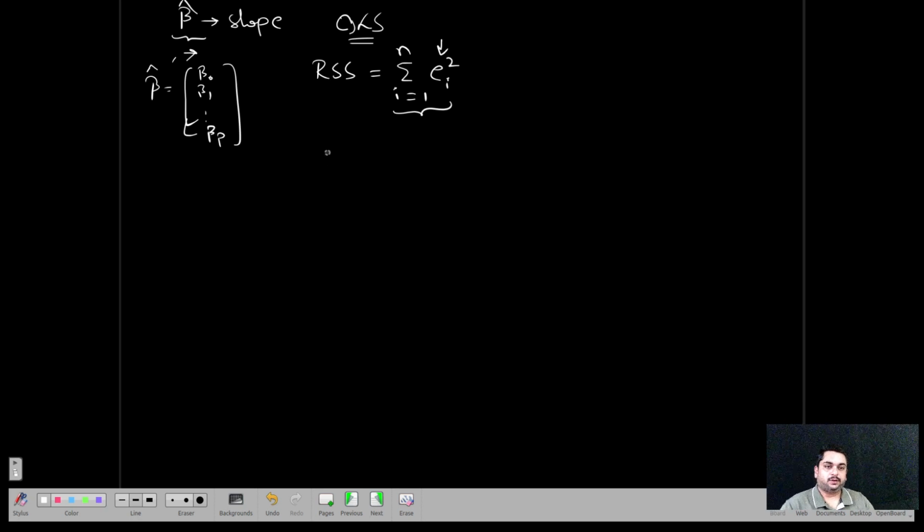How will you write it for multiple variables? Let us take this e as a column vector. This e, the residual error, is nothing but e1, e2 up to en. So how will you write this e? e is equal to the true value minus the predicted value.